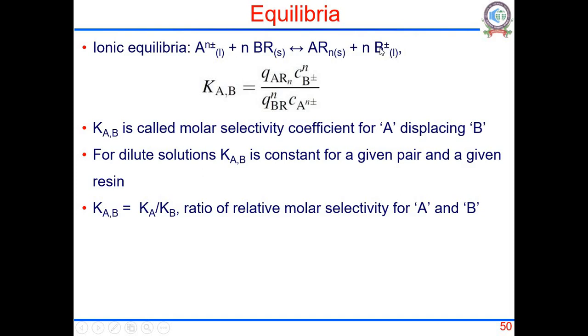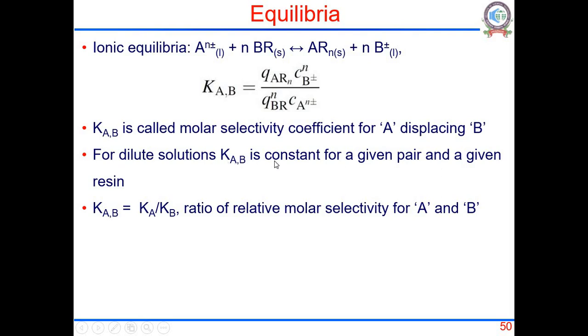Like we define equilibrium by a constant K_AB, you can write this in terms of the loading of A in the resin times the concentration of B in the solution raised to power n, divided by the loading of B in the resin times the concentration of A raised to power n in the solution phase. This K_AB is called the molar selectivity coefficient for A displacing B.